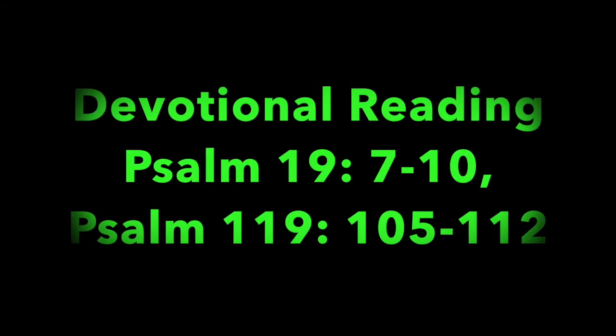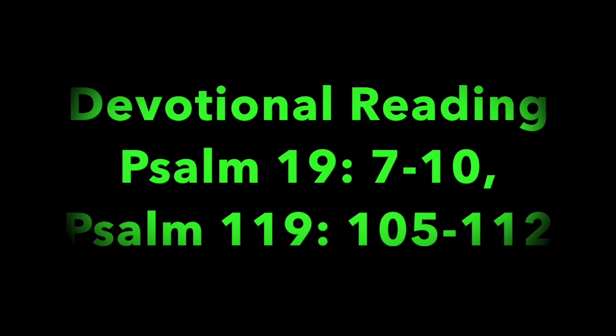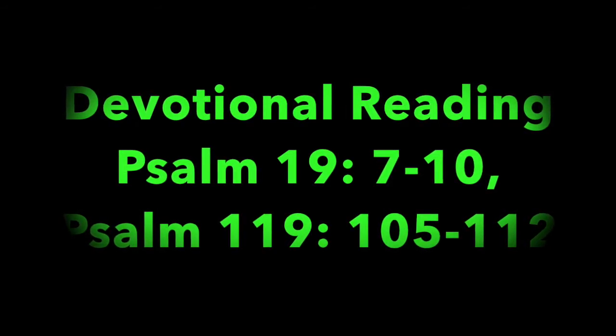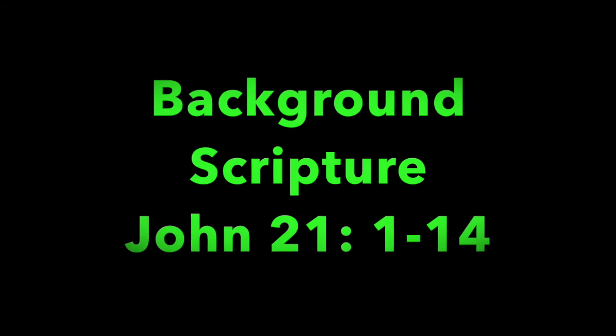We are in Unit 2. This is our second lesson from Unit 2 for the spring quarter, and the unit is entitled All Glory and Honor. And of course, that is all glory and honor to God and to the Lord Jesus Christ. From the Adult Quarterly, our lesson title is Taking Directions. Our devotional reading is taken from Psalms 19, verses 7 to 10, and Psalms 119, verses 105 to 112. Our background scripture is John chapter 21, verses 1 to 14, which also is our printed lesson passage.